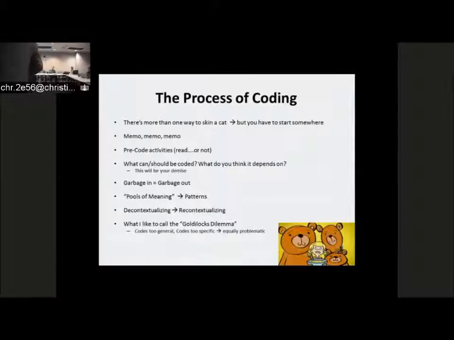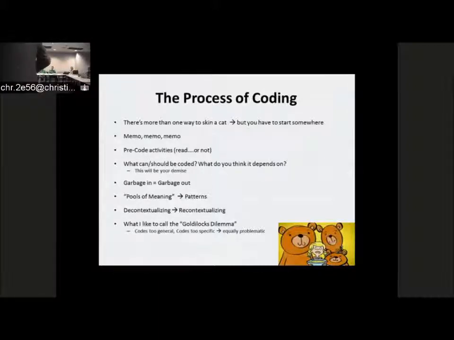And I always tell all students and actually colleagues, garbage in, garbage out. The amount of time, just like when you're eating, right, same kind of stuff, if you're coding, you take zero time, zero effort, you want to do it really fast, you're going to get crap data or crap interpretation. Garbage in, garbage out. Pools of meaning, that's what the patterns are, right?